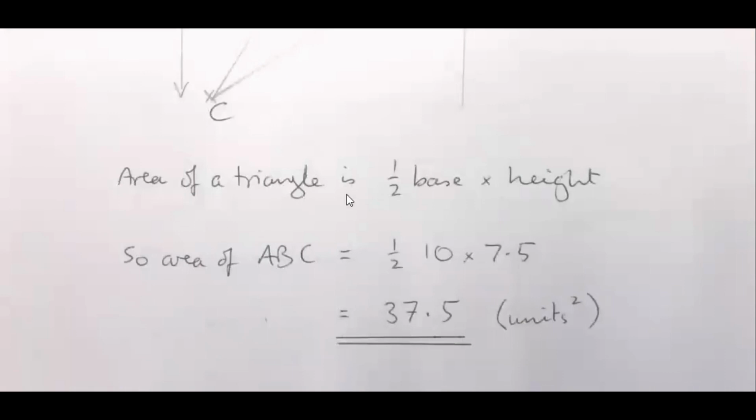Notice I have put how I'm going to calculate it. That'll be a method mark, and then I've just written down the calculation. I put in brackets units squared. It's good practice to do it, but it won't actually lose your mark if you don't put that down.